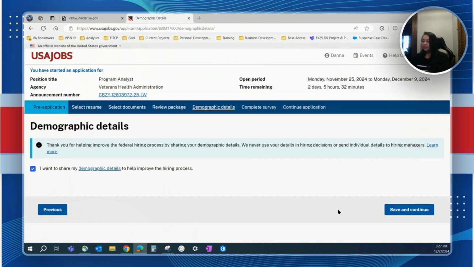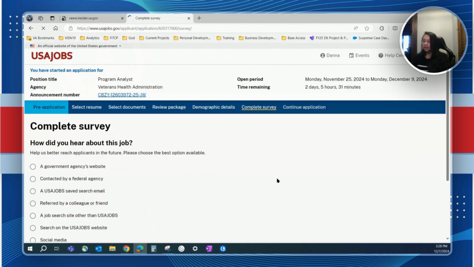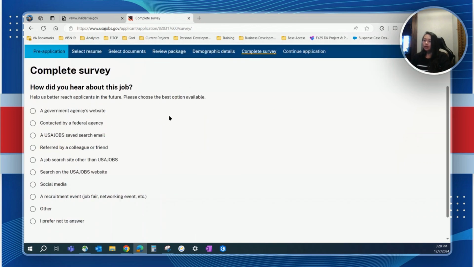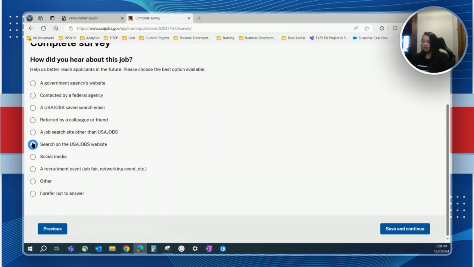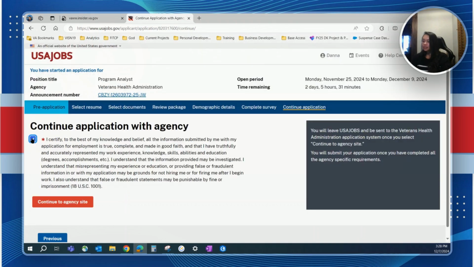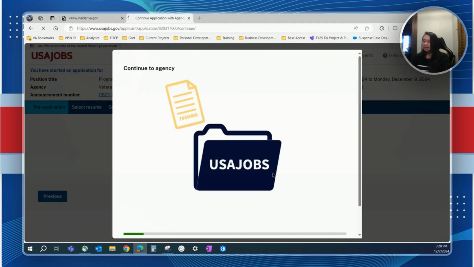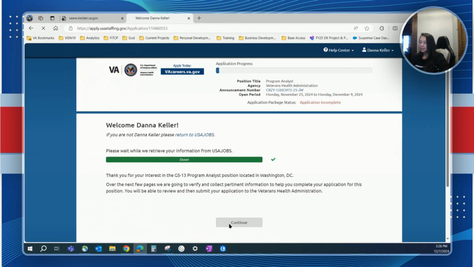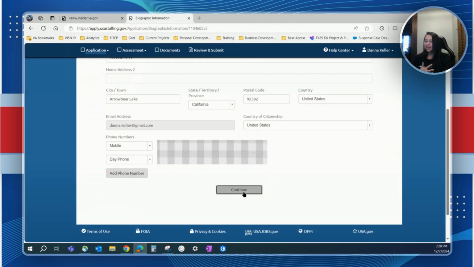Now it's going to give me the demographic details if I want to share, and then you can complete the survey. For me, it's searching the USAJOBS website, and then continuing with my application on the agency site. So here's where they're linking it to the questionnaire portion. And this is one of those things you have to pay attention to. Make sure you select the right one. Okay, continue. So you double check, make sure your profile is correct.